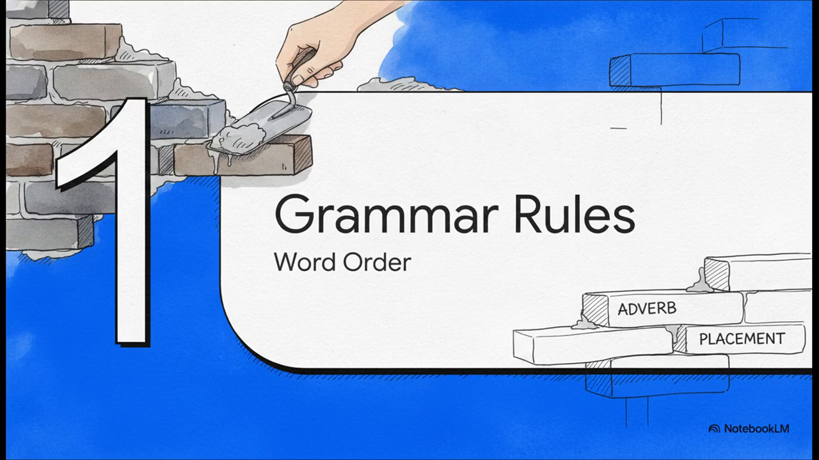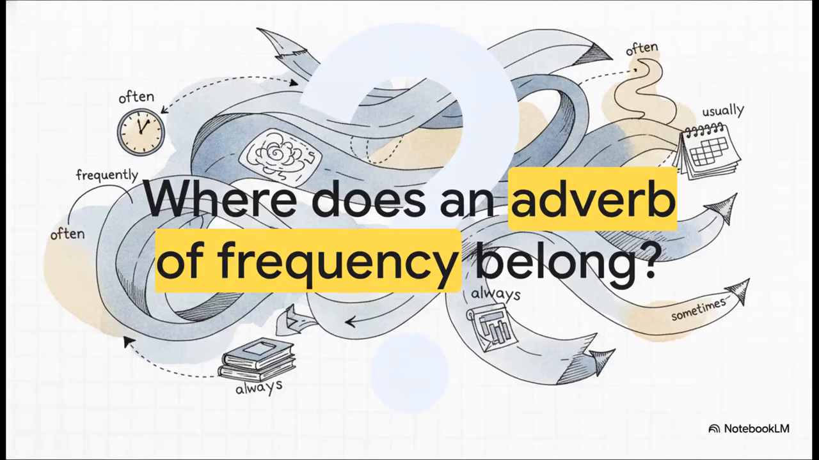All right, let's dive straight into Section 1, Grammar Rules and Word Order. Let me ask you a really fundamental question to kick things off. When you're constructing a sentence, exactly where do you place a word that tells you how frequently an event occurs? You know, words like often, frequently, usually, or sometimes. Now, it might just feel instinctive to you, but there are actual, rigid, structural rules governing this. Just as a bricklayer needs to know exactly where to slap down the mortar, a writer has to know exactly where to place their modifiers.